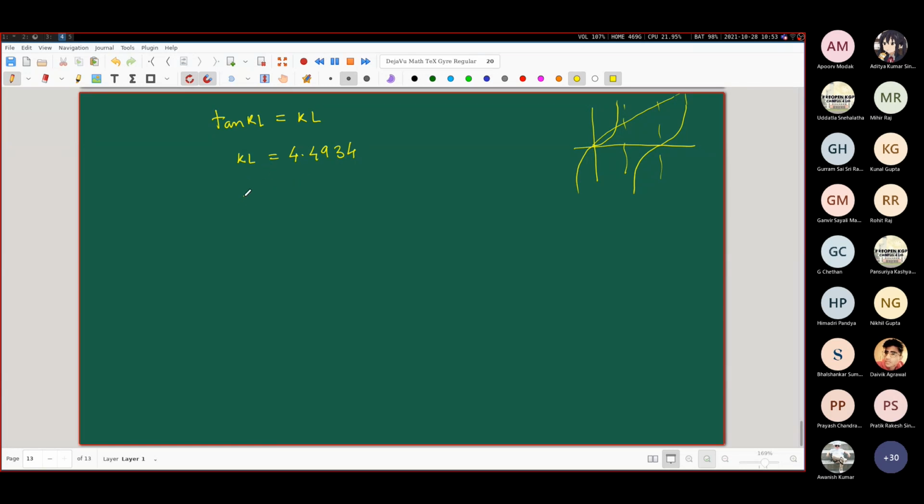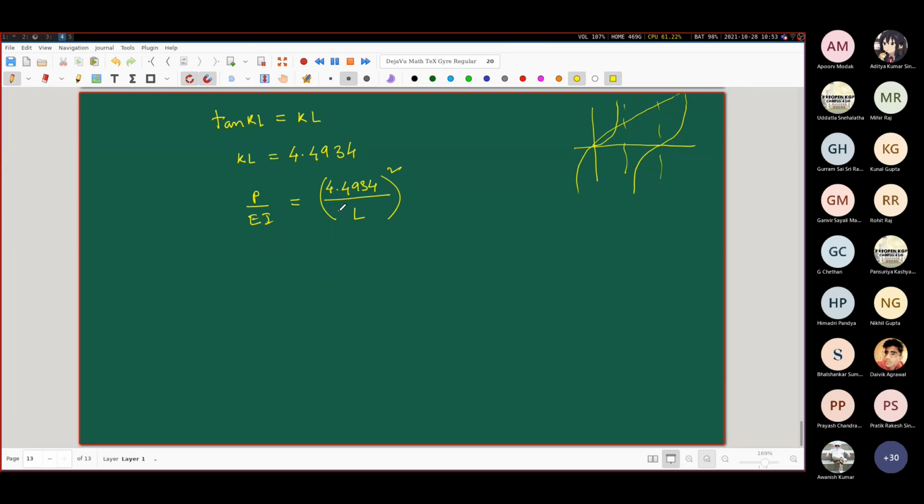Now, when you consider this, then your P square by EI, your P by EI becomes what? 4.4934 divided by L whole square.